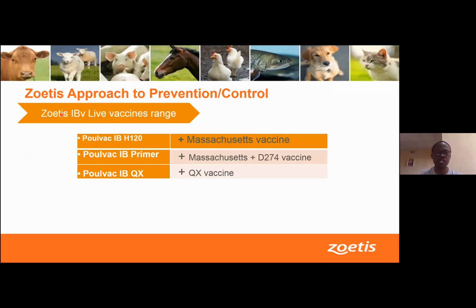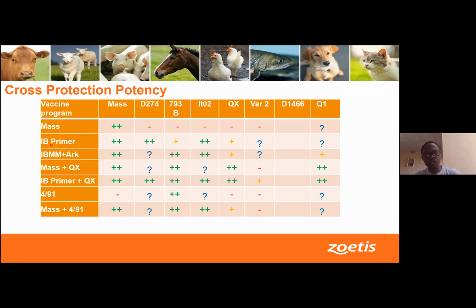So from the zoonosis point of view, we currently have in the country, based on our studies, the Massachusetts strain vaccine, which is H120. We have a primer, which is a combination of the MAS and D274, and the QX strain of vaccines. Based on some of the studies we have done in the past, we found that if you are using the MAS, you are only protected against the Massachusetts. If you are using the primer, you have a wider coverage of protection, with some not even yet determined.